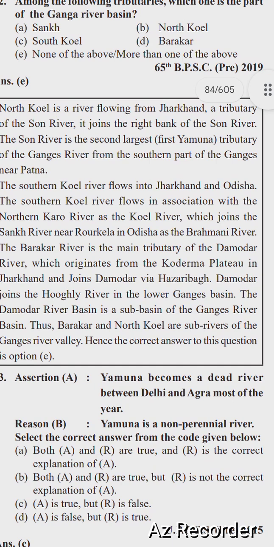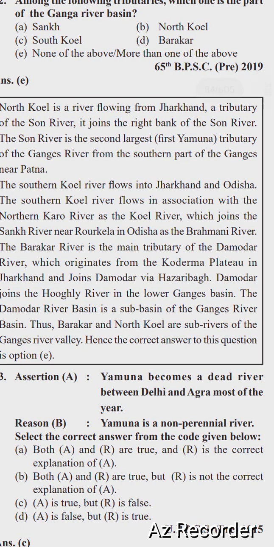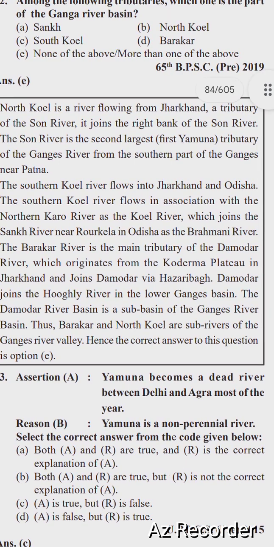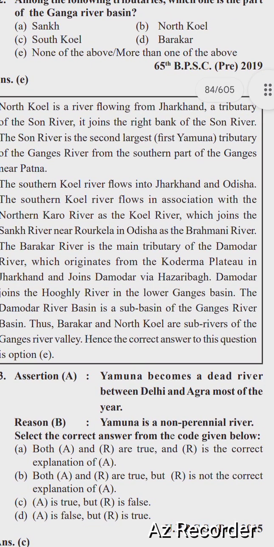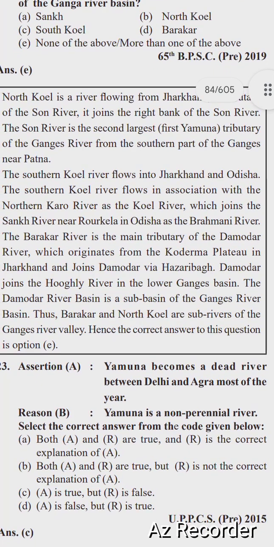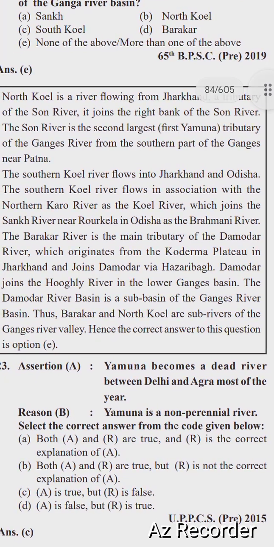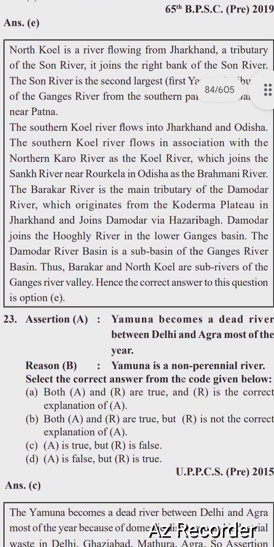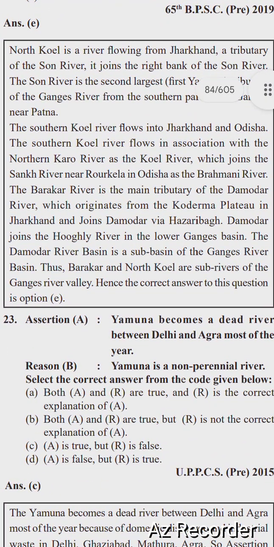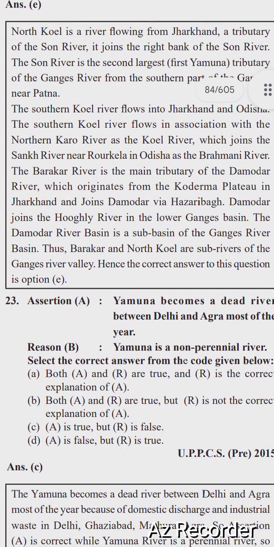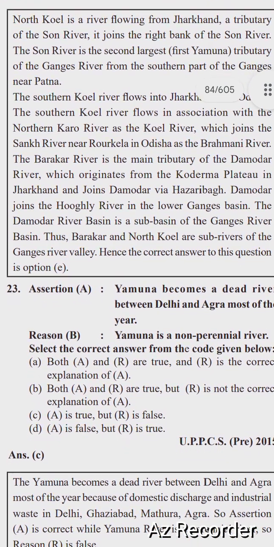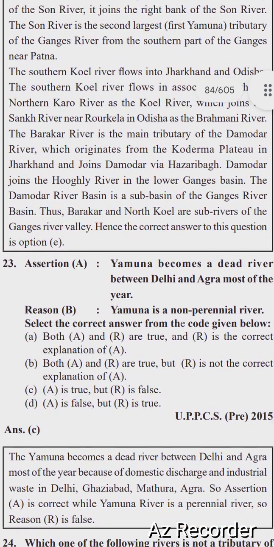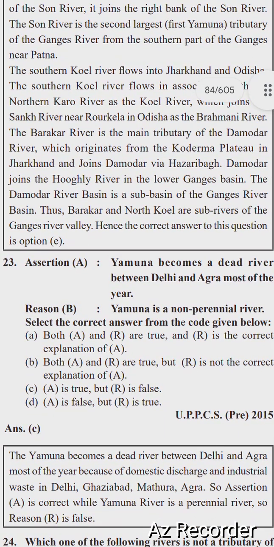Next, among the following tributaries, which one is part of the Ganga river basin? Options A, Sone, B, North Koel, C, South Koel, D, Barakar, E, none of the above. Right option is option E, none of the above. North Koel flows from Jharkhand, is a tributary of the Son River, and joins the right bank of the Son River. The Son River is the second largest tributary of the Ganga from the southern parts, near Patna.